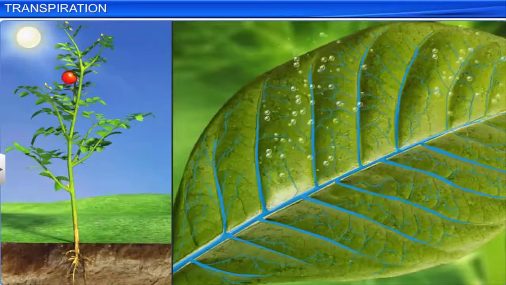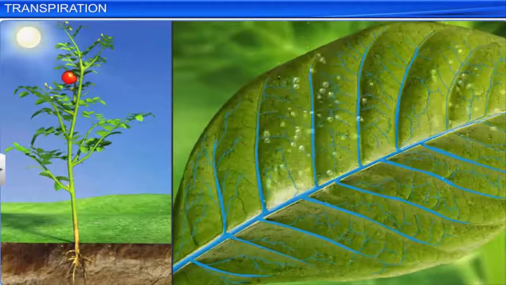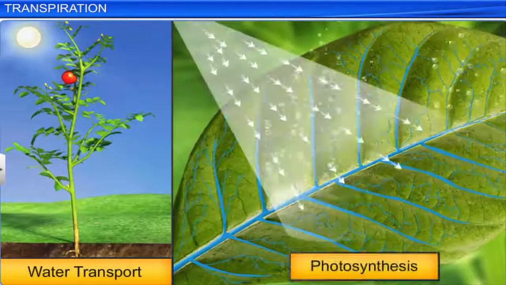Therefore, transpiration plays an important role in both water transport and photosynthesis in plants.